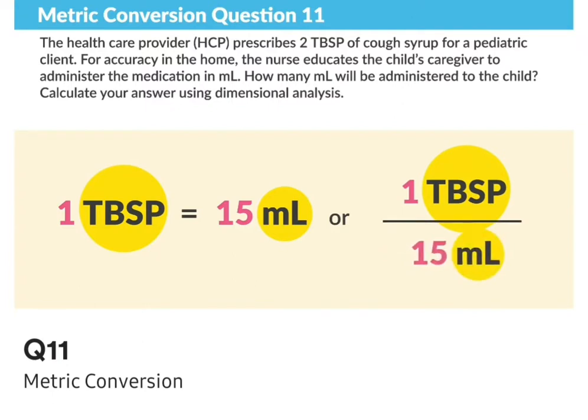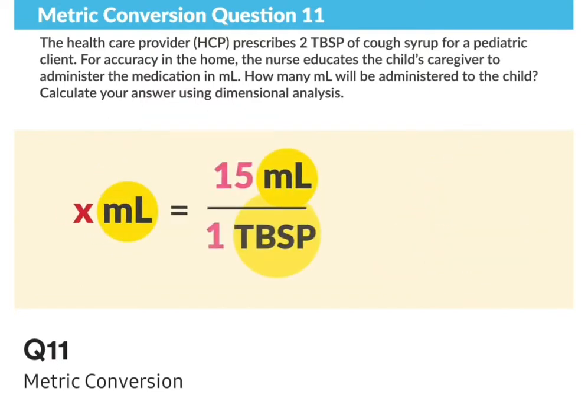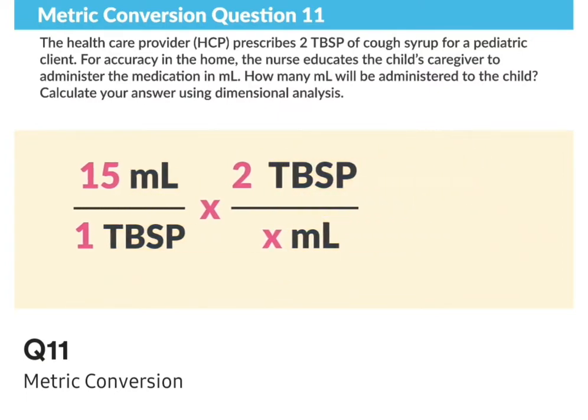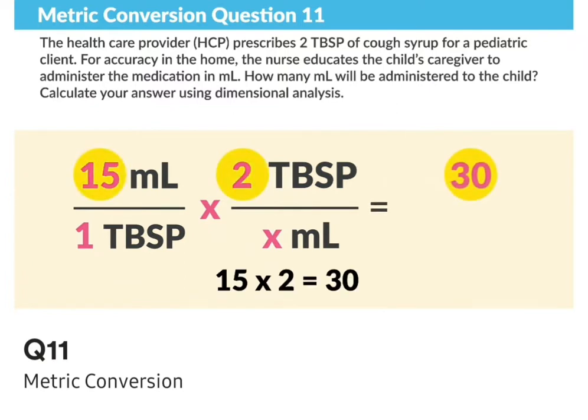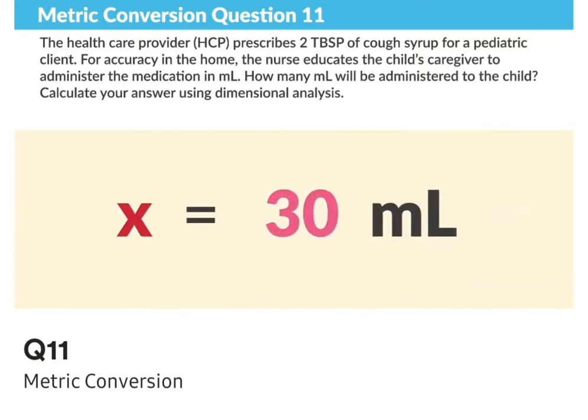Now let's set up the equation. What are we trying to calculate for? We're trying to calculate for X mLs. So we put 15 mLs on top and 1 tablespoon on the bottom, times 2 tablespoons on top on the other side and X on the bottom. Now that everything's set up, we simply multiply across. So 15 times 2 is 30, and on the bottom, 1 times 1 is just 1. Then simply divide. 30 divided by 1 is just 30. So the correct answer is 30 mLs.